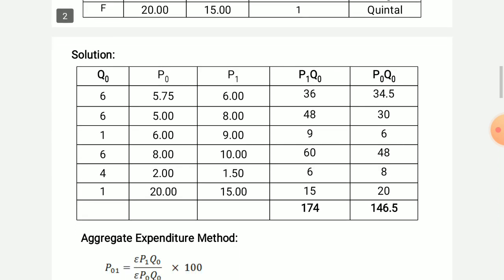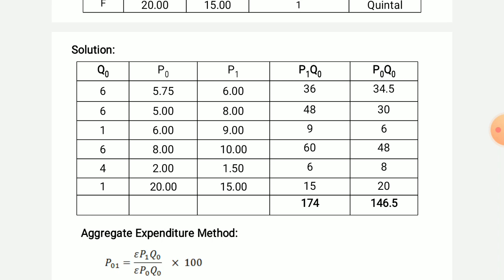Here in the first column we have written the base year quantity Q0, base year price and current year price. So with these data we can formulate another two columns, and we can calculate the values of P1 Q0 and P0 Q0. So P1 Q0: 6 into 6 is 36, 8 into 6 is 48, 9 into 1 is 9, 10 into 6 is 60, 1.50 into 4 is 6, and 15 ones are 15.